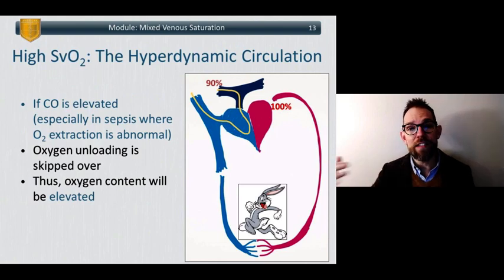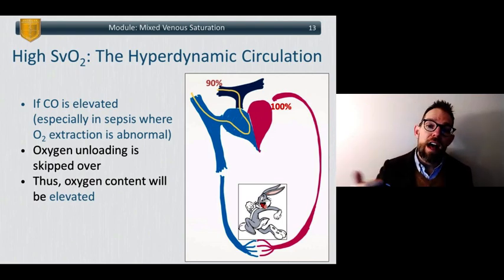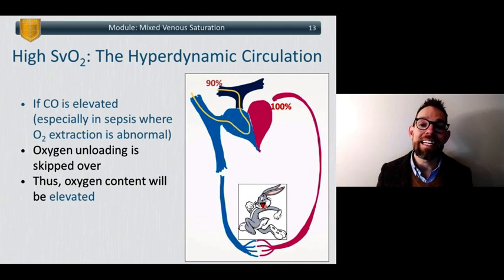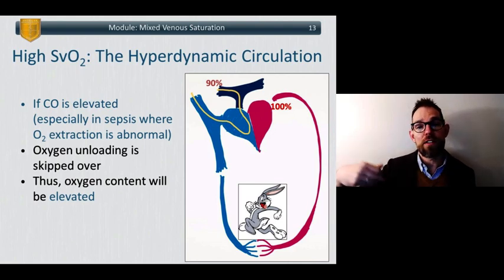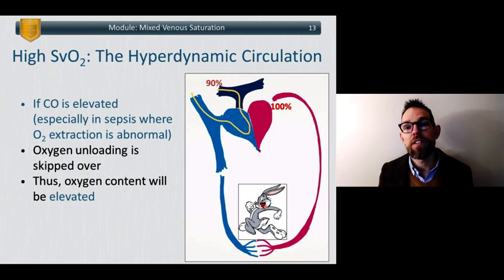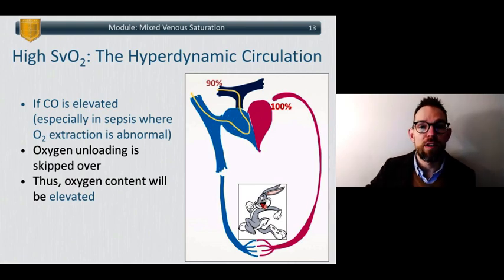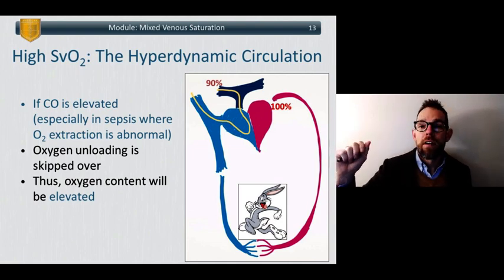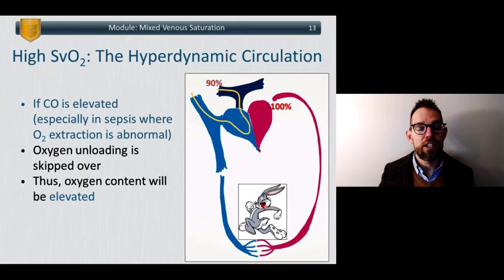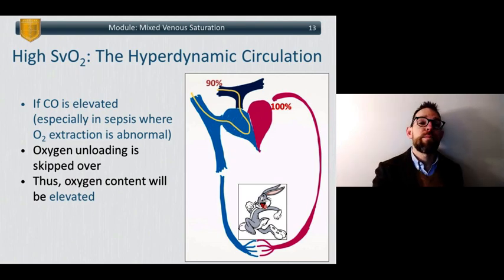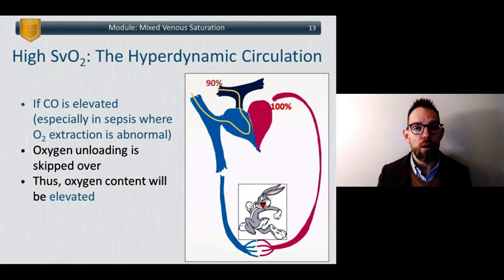So if you have high SVO2, that's typically reflective of a hyperdynamic circulation. If you have an elevated cardiac output, that's typically in sepsis. So you've got an elevated cardiac output, you're tachycardic, still have a relatively normal stroke volume, you've got peripheral vasodilation, and you've got abnormal oxygen extraction in the peripheral tissues. So high flow state, inadequate extraction of oxygen, so oxygen unloading is skipped over, and what is seen back at the heart is actually a higher than normal SVO2.